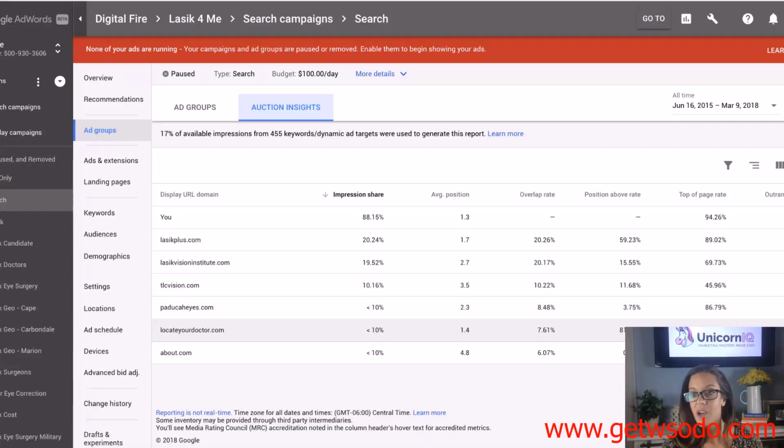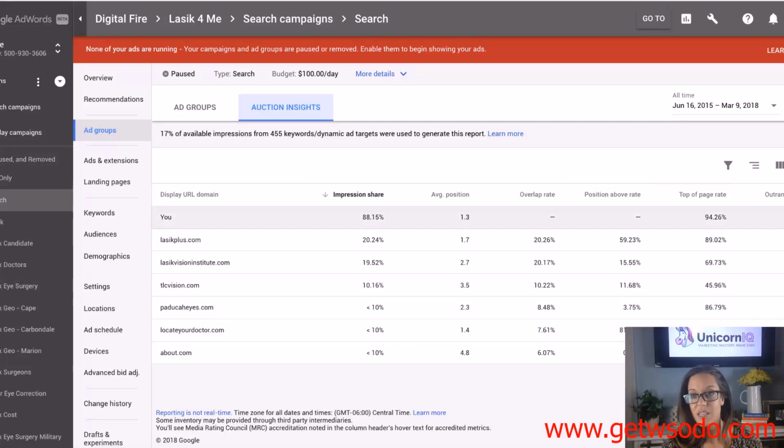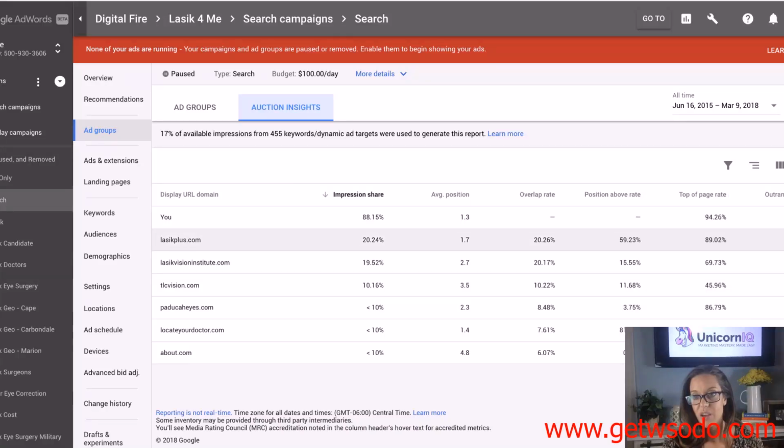And then over here we have top of page rate. This is how often your ad, or your competitor's ad, is showing up at the very top. You can see most of the time it's this advertiser, and a lot of times this one, so you can get some competitive metrics there. And then finally we have the outranking share. This is how often your ad ranked higher than the advertiser's ad. You can see again that this one's doing pretty well.